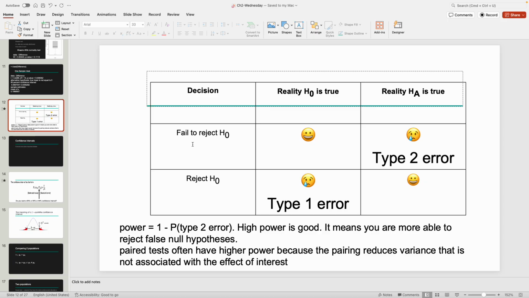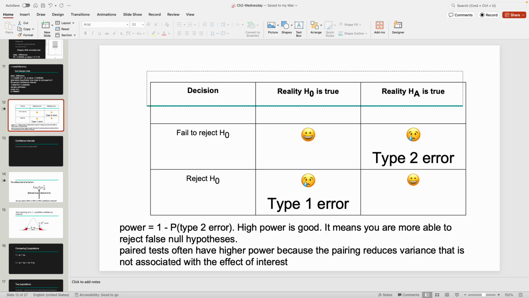So the opposite of that is called power, okay? And power means that we're in the scenario here with this bottom right, that we are able to reject the null when the alternative is true. And high power is a good thing. It means that you're able to correctly reject a false null hypothesis. And the probability that we do that gives us power, and more power is better, okay?